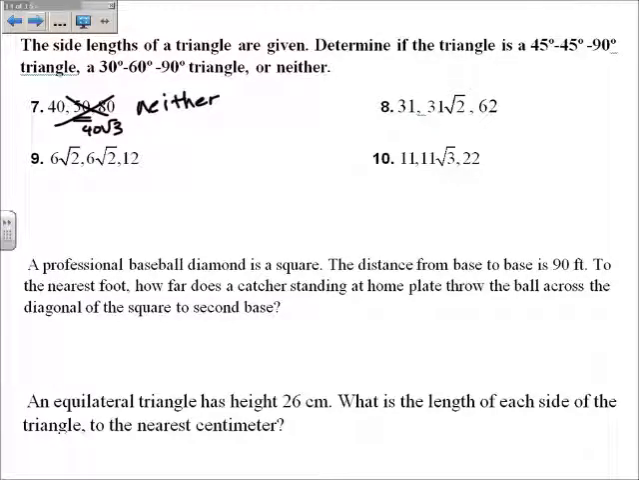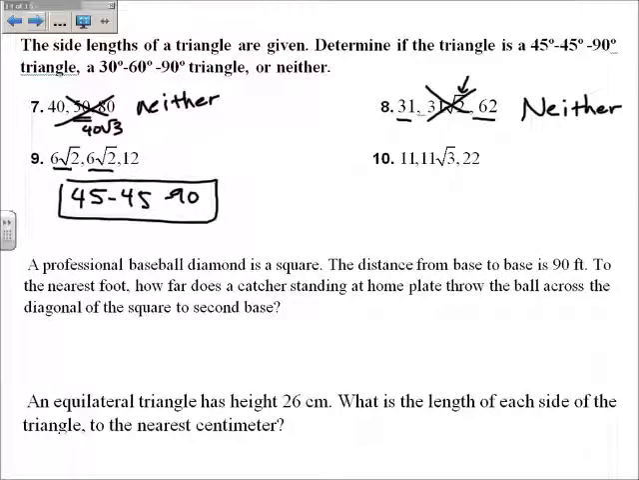Number 8, although I have a double here, just like a 30-60-90 triangle, 30-60-90 triangles have root 3, not root 2. So this must be neither as well. In number 6, oh, these two are the same, and I have a root 2 pattern going. And so this must be a 45-45-90 triangle. Number 10, oh, I have doubling, just like a 30-60-90, and I have a root 3. And so this must be a 30-60-90 triangle.